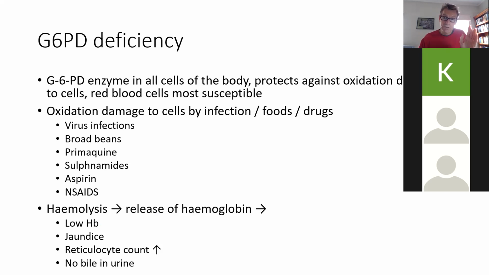I won't go through G6PD deficiency anymore, but there are many things that cause hemolysis in G6PD deficiency, including drugs, and some of the drugs we use, the sulfonamides, cotrimoxazole and primaquine, and aspirin, and non-steroidal anti-inflammatory drugs and viral infections. They can all trigger hemolysis in G6PD deficiency. And when we see a jaundiced patient, we should think, is it hepatitis? Is it cholestasis? Is it hemolysis? That's the way we should think.